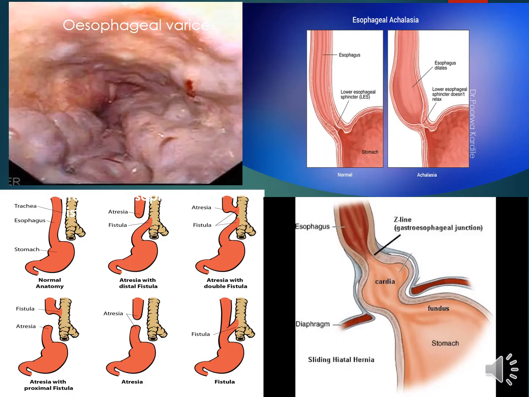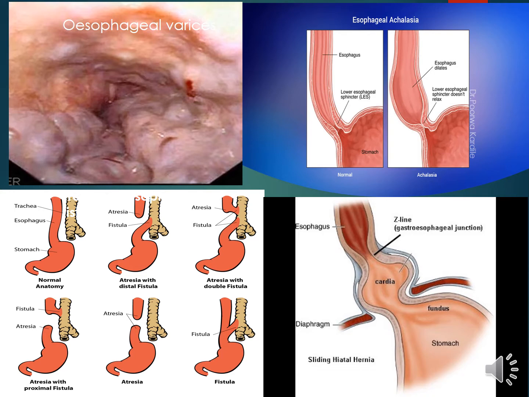It covers some important clinical aspects related to the esophagus. So the first figure is of esophageal varices. Lower end of the esophagus is the site of portocaval anastomosis, and here the tributaries of left gastric vein anastomose with the tributaries of azygos or hemiazygos vein.